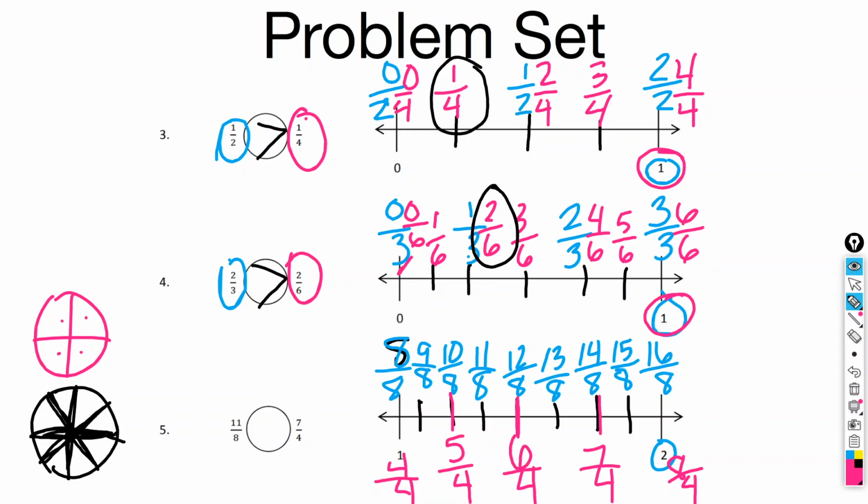Now let's go back and find our 11/8. 11/8 is here. Next we need 7/4. 7/4 is way over here. So obviously our 11/8 is closest to 0, and 7/4 would be way over here past the 1. So 11/8 is the smaller fraction, which means 7/4 is the bigger fraction. So our alligator wants to eat 7/4 because it is bigger.